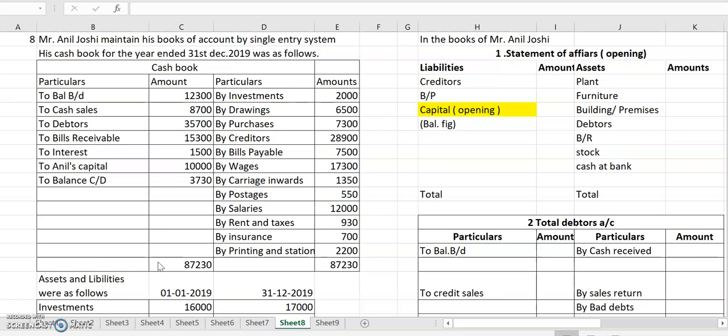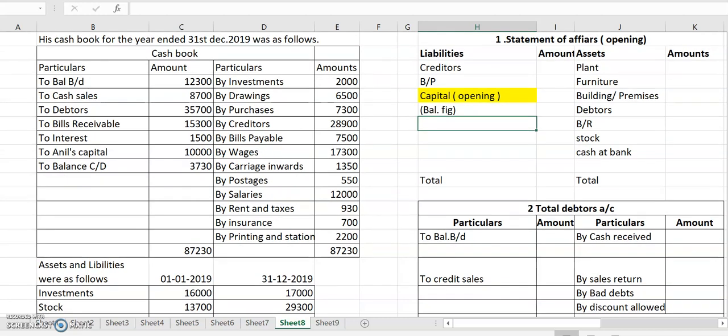So first of all, we should divide all the headings according to their respective posting. The cash book explains the opening balance, that is the balance brought down, which is recorded in the opening statement of affairs. So first we record the opening statement of affairs. What is the opening statement of affairs? It is just like your balance sheet, but you cannot say it is a balance sheet because it is the opening statement of affairs prepared by the businessman under the single entry system.